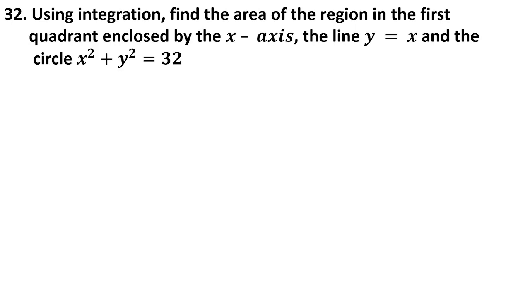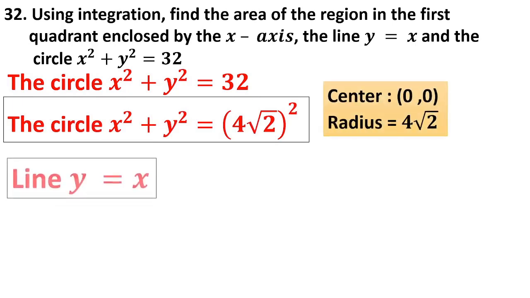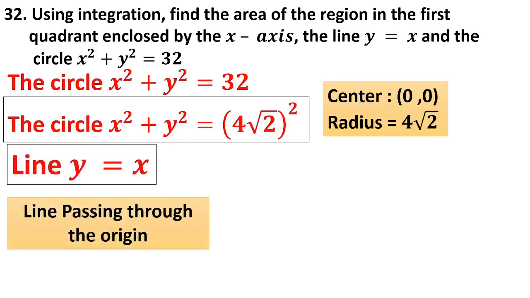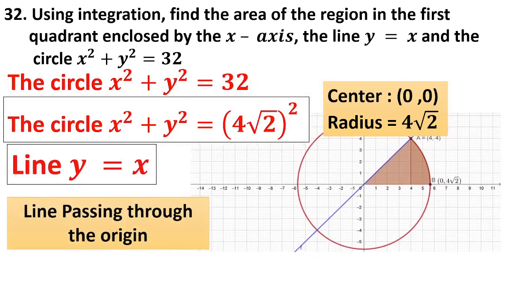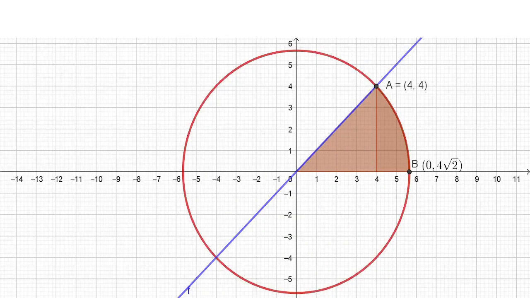Using integration, find the area of the region in the first quadrant enclosed by y is equal to x and the circle. And the circle is x square plus y square is equal to (4 root 2) the whole square. Center and radius is found. The line y is equal to x is the line passing through the origin. Therefore, this is the diagram for this. We are seeing the diagram in an enlarged fashion. And what will be the area now?